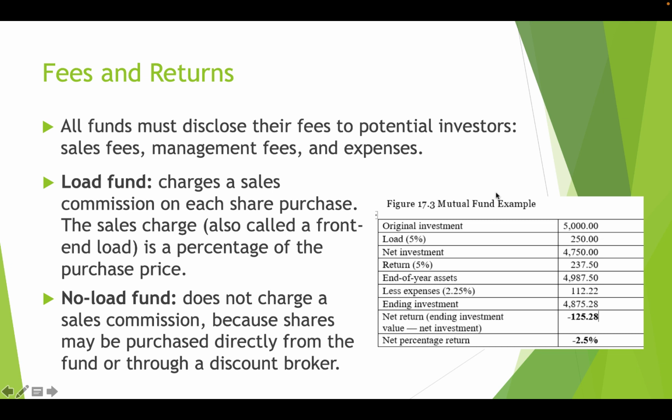So let's take a look at an example. Here's our original investment of $5,000 I have set aside to put into a mutual fund. This is a load fund, so there's a sales commission of 5%, so that'll be $250. So once I subtract the $250 commission from my $5,000, that leaves me with $4,750 left to invest.